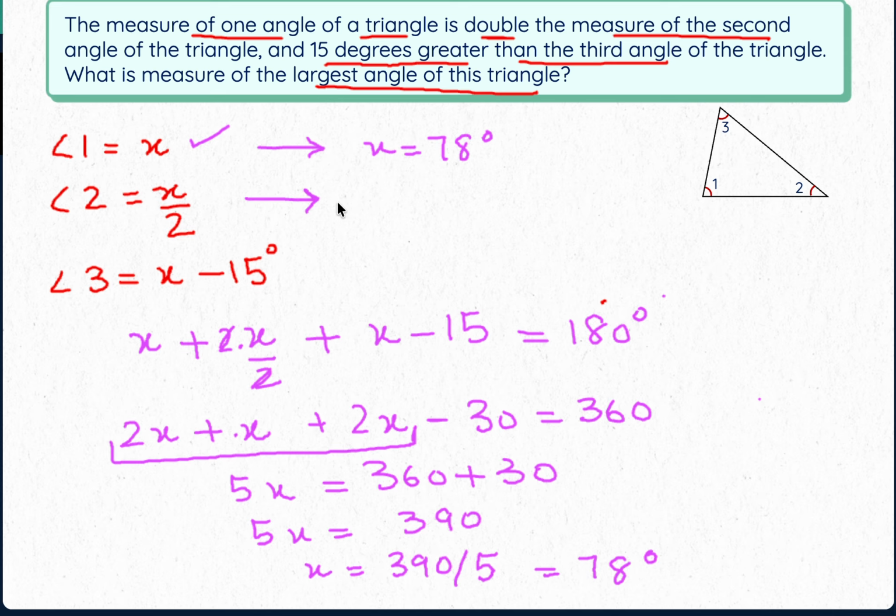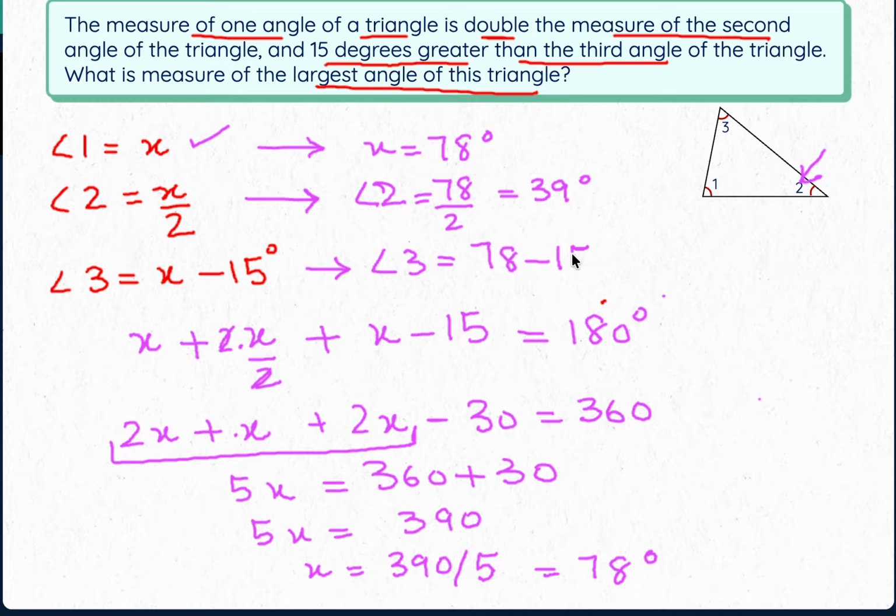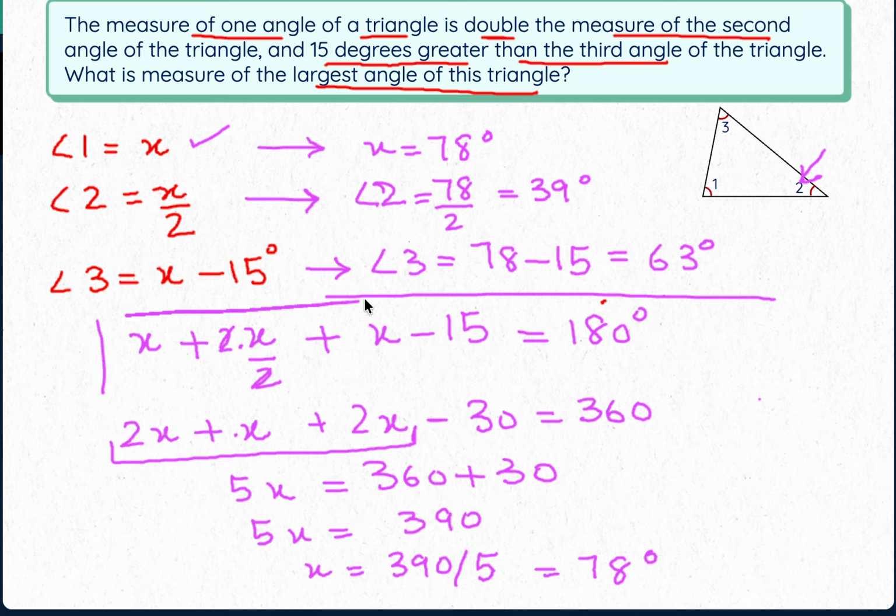If I have to find the second angle, it's exactly half of 78. So angle 2 is equal to 39 degrees. In the same way, if I have to find angle 3, it's 78 minus 15, right? So that would be exactly 63 degrees. So in this way, we have all three angles, and we have used the fact that the sum of the interior angles of a triangle is equal to 180 degrees.